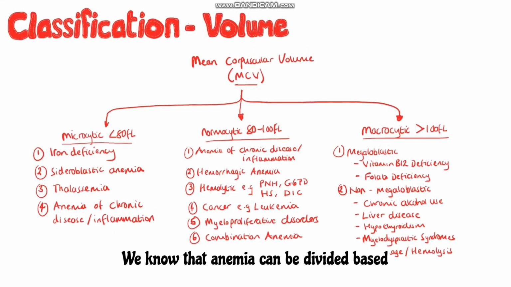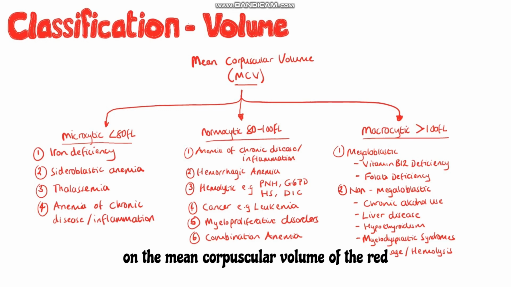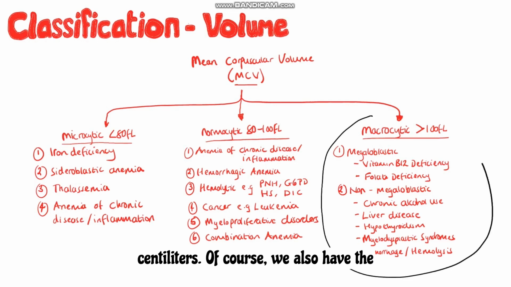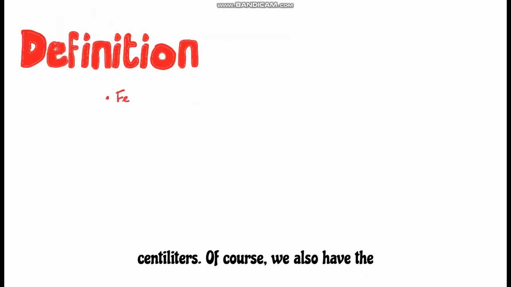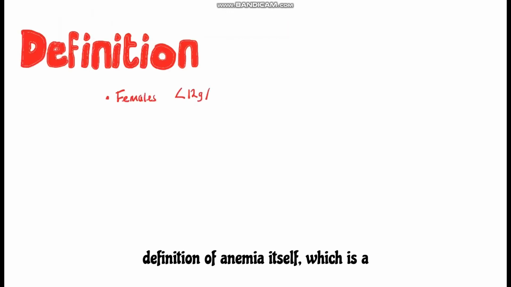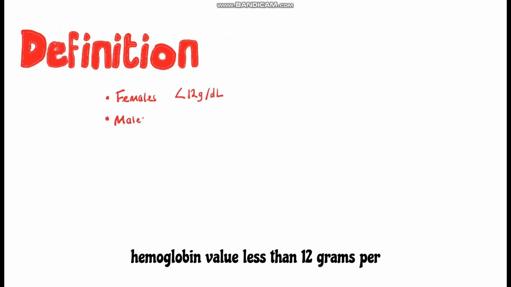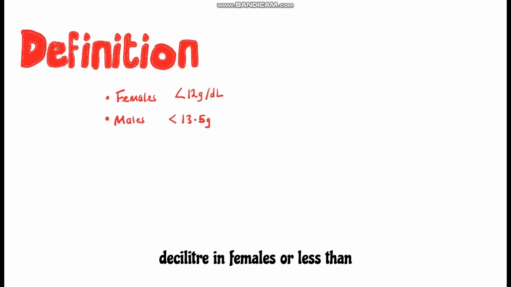Anemia. We know that anemia can be divided based on the mean corpuscular volume of the red blood cells, and in macrocytic anemia, that value is going to be above 100 femtoliters. Of course, we also have the definition of anemia itself, which is a hemoglobin value less than 12 grams per deciliter in females or less than 13.5 grams per deciliter in males.